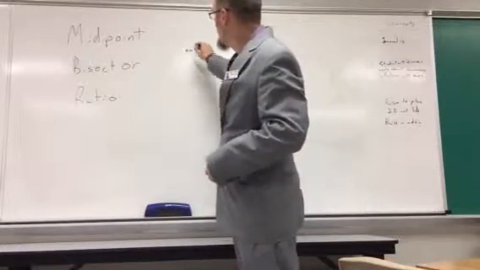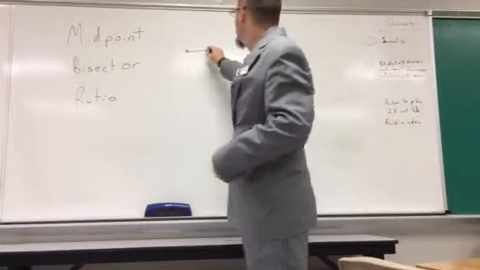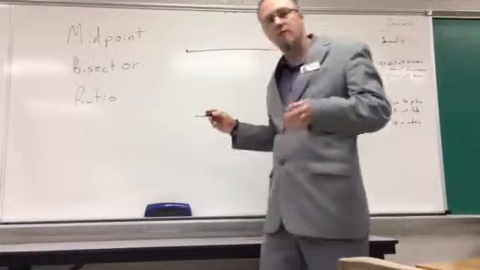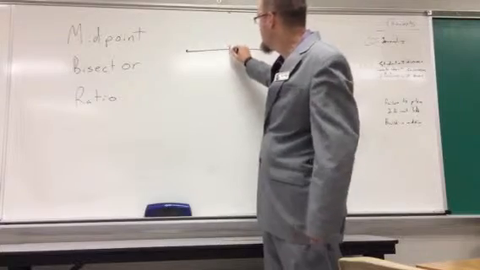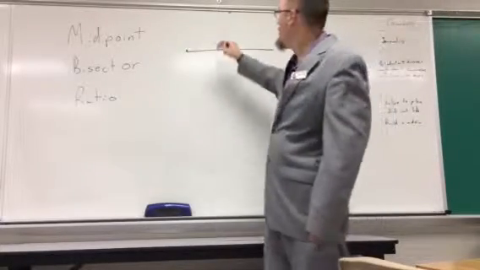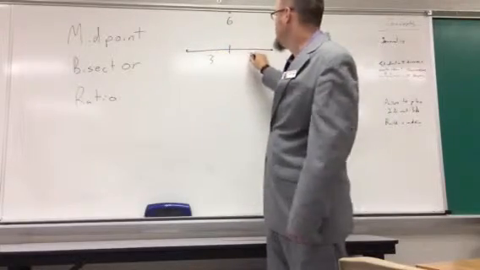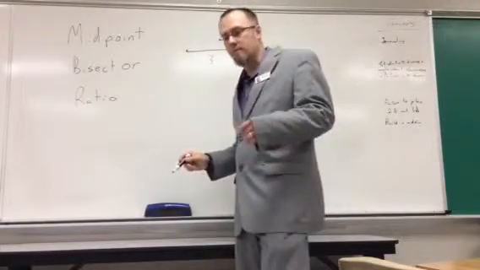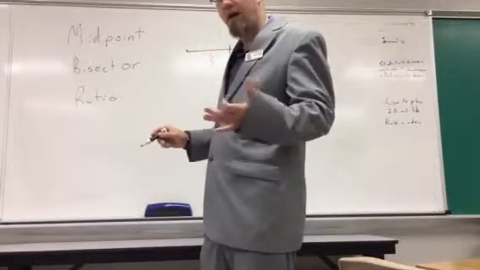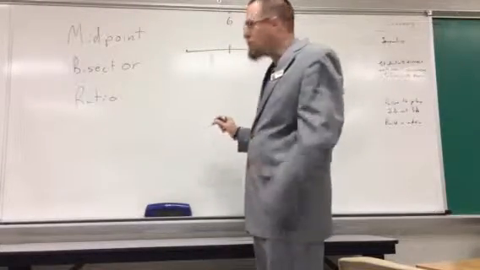If we have 2 points on a line, the midpoint is exactly in the middle of it. So if the whole thing is 6 and it tells you that this is the midpoint, it's 3 on each side. Now, you can also count exactly that same way if they give you coordinates.